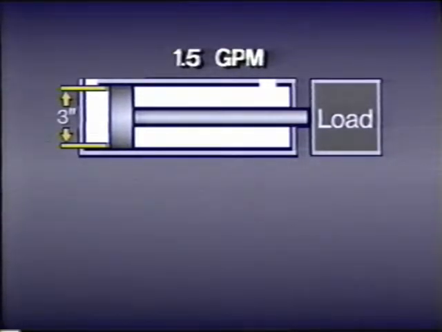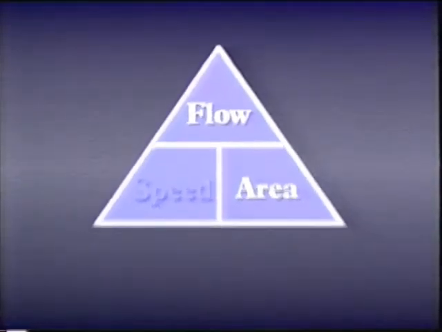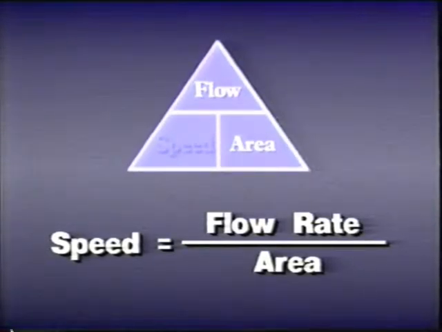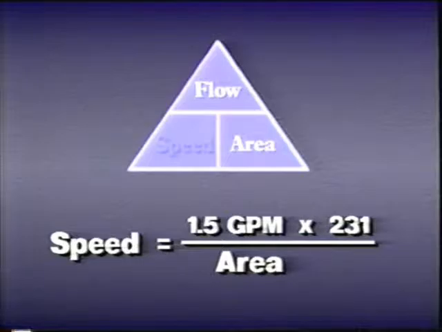Let's look at another situation you might run into. Suppose you need to know how fast a piston will move if the bore of the cylinder is 3 inches and the flow rate is 1.5 gallons per minute. Using the triangle, we see that to determine speed, we must divide the flow rate by the area of the piston. If the flow rate is given as 1.5 gallons per minute, we need to convert that to cubic inches per minute by multiplying it by 231, the number of cubic inches in 1 gallon.